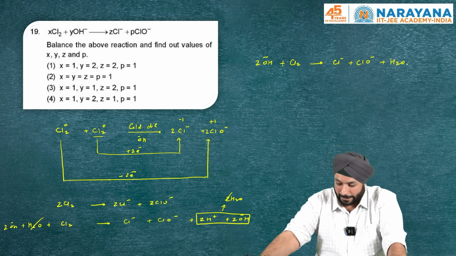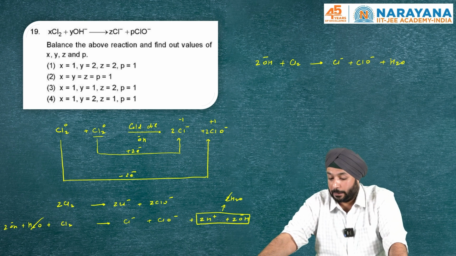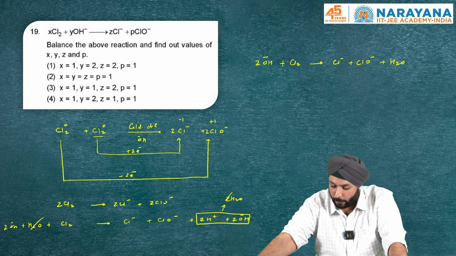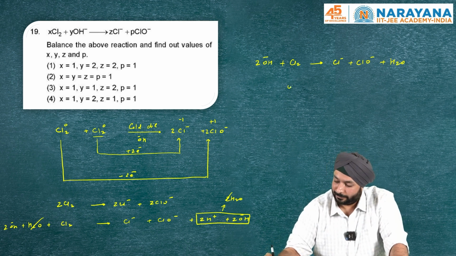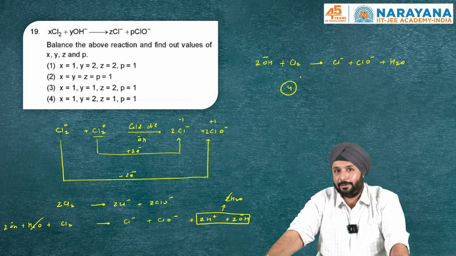Now we'll see what he is asking actually. X is equal to 1, clearly Y is equal to 2, Z is equal to 1, P is equal to 1. So answer is 4. Hope you understood this particular balancing, right? So we'll move ahead.